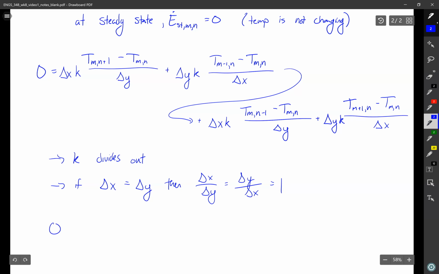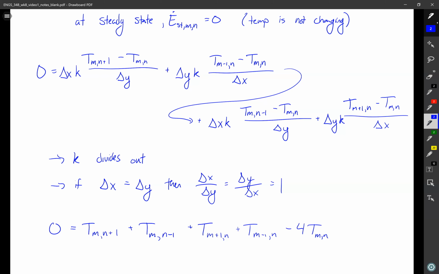So that would give us 0 equals T_m,n+1 plus T_m,n-1 plus T_m+1,n plus T_m-1,n minus 4 T_m,n, which is the exact same equation that we got when we looked, from a more mathematical standpoint, at what this center temperature is going to be, just the average of the 4 surrounding temperatures.